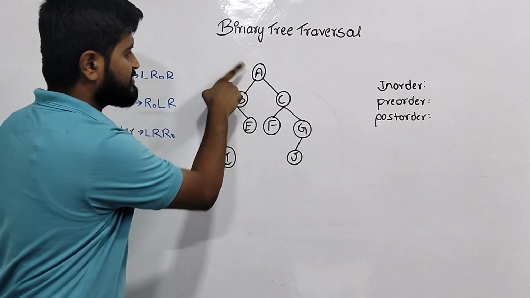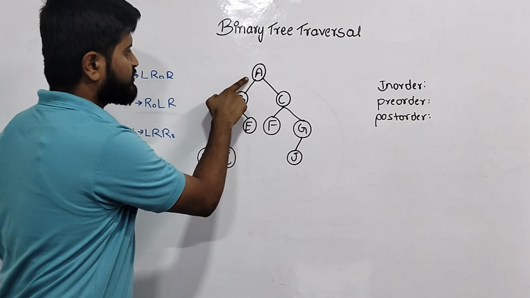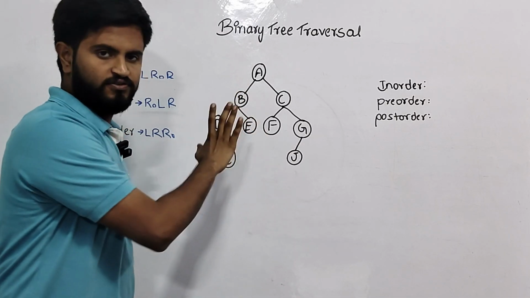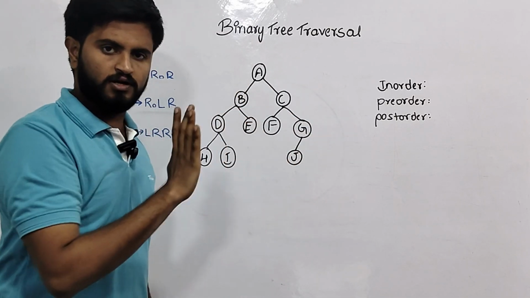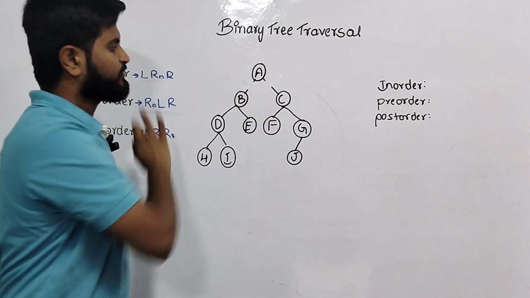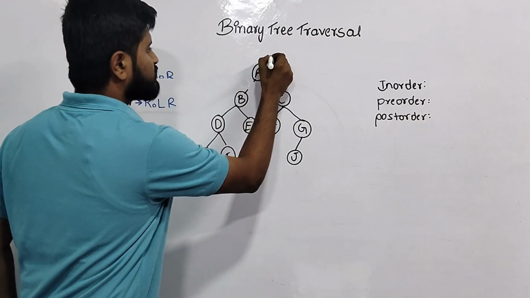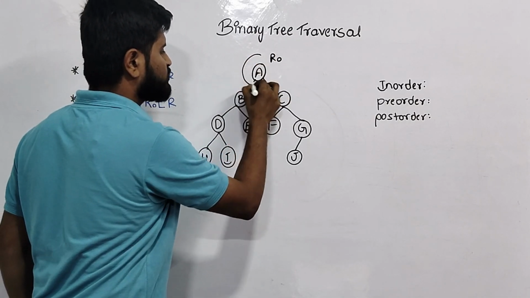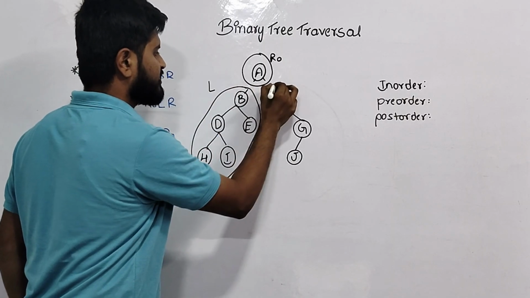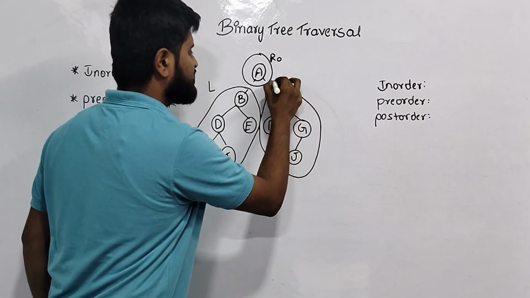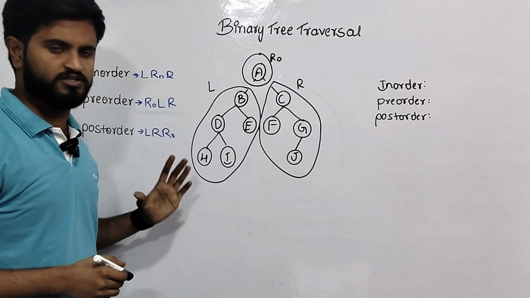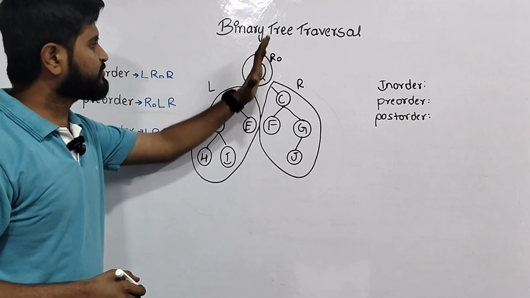If you see here, A is the root node, and whichever nodes are connected to the left of the root node are called the left subtree, and those towards the right are called the right subtree. Now I will detach the left subtree and right subtree from the root. Now this is the root value, this will be the left subtree and this will be the right subtree. So this is an easier trick, just follow this one: left subtree, right subtree, root.